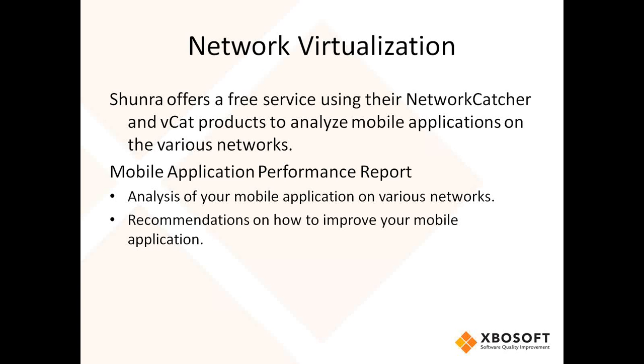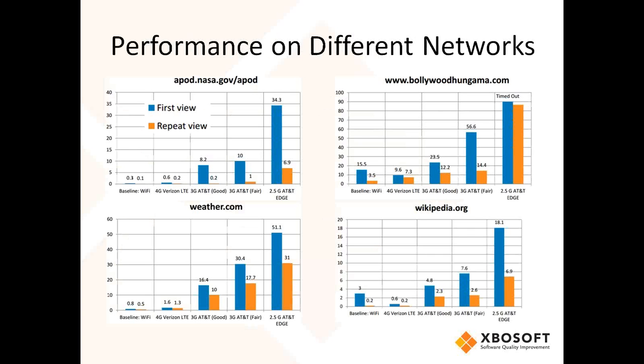Okay, here we have 4 different websites on 5 different networks. As you can see, we have a baseline using Wi-Fi. The second column is a 4G Verizon LTE connection. The third column is a 3G AT&T connection, which is a very good connection. The fourth one is an AT&T 3G network of fair condition. And then the fifth column is a 2.5G network.